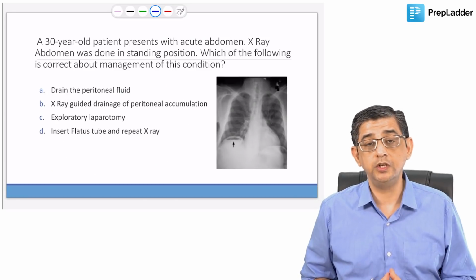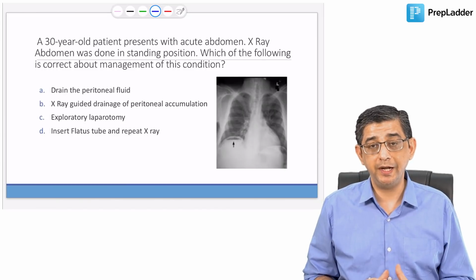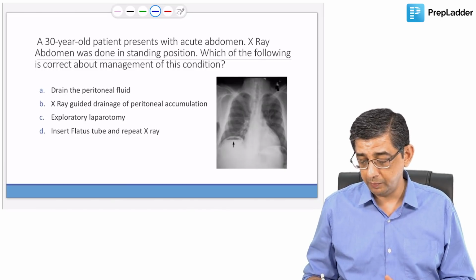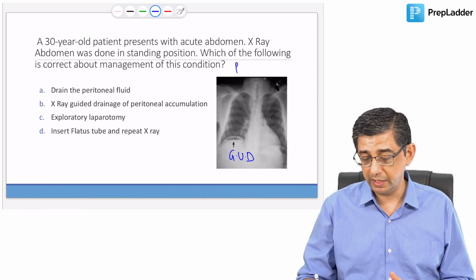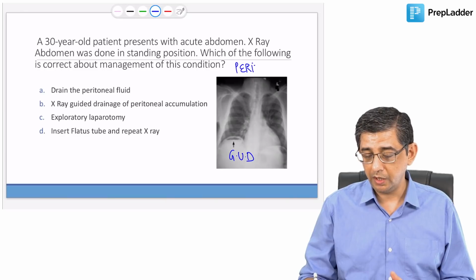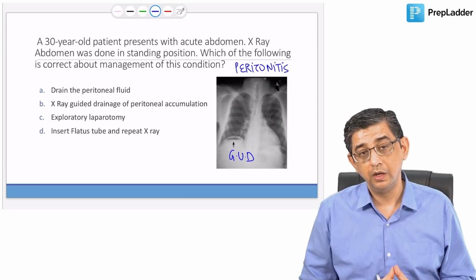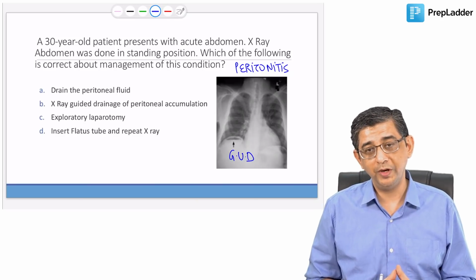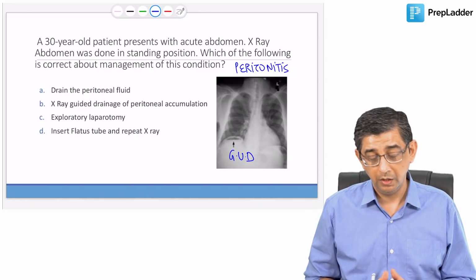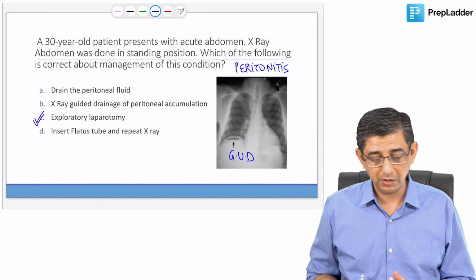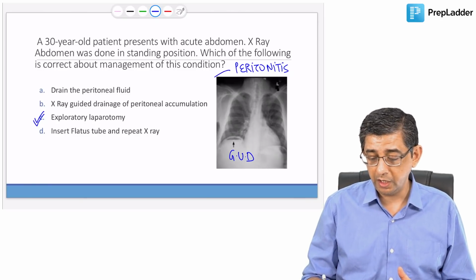The subsequent question talks about a 30-year-old patient presenting with acute abdomen. The X-ray abdomen was done in a standing position and you can definitely make out gas under the diaphragm. This tells you that this person has had a perforation peritonitis. And what do you do for a perforation peritonitis is what he has asked. Option A says drain the peritoneal fluid. Well, that's just a dummy choice, guys. In peritonitis, you need to do exploratory laparotomy. The correct answer to this MCQ is option C, and the remaining options are dummy choices and can be easily excluded.